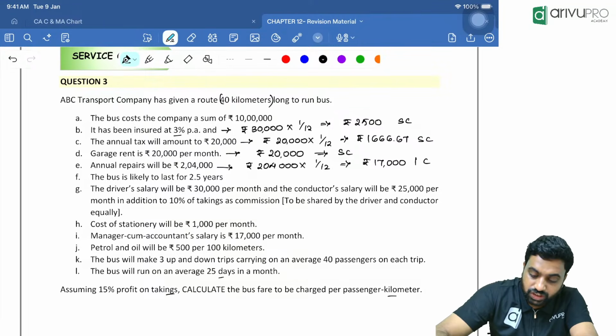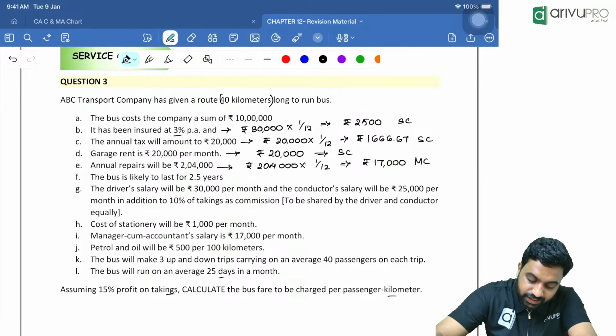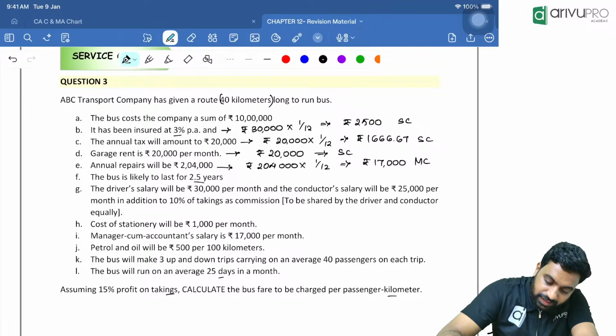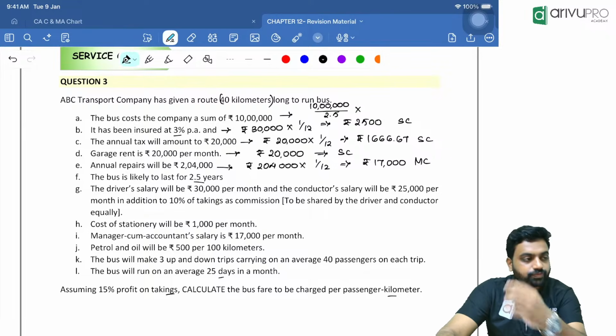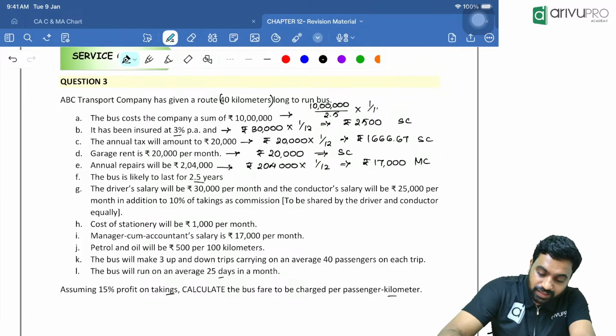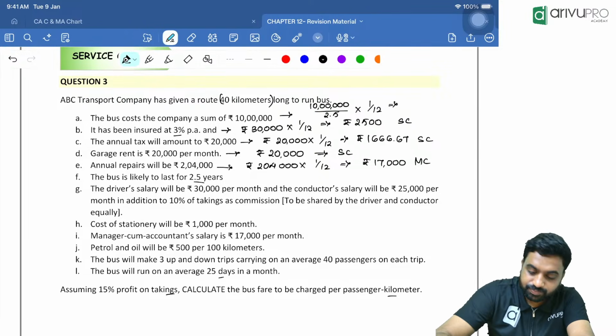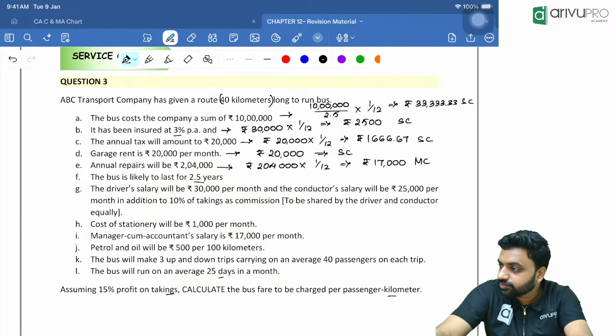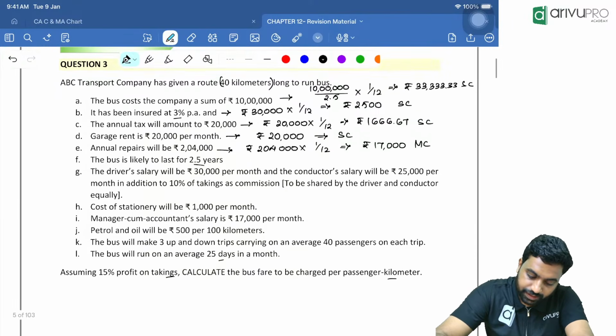Sorry, maintenance cost. The bus is likely to last for 2.5 years. And have they told anything about salvage value? No. That means talking about depreciation, it will be 10 lakh divided by 2.5 per annum. How much? 4 lakh. So depreciation to be charged per annum is 4 lakh. For 1 month it is 4 lakh into 1 by 12. Standing charges. Got it? Done.